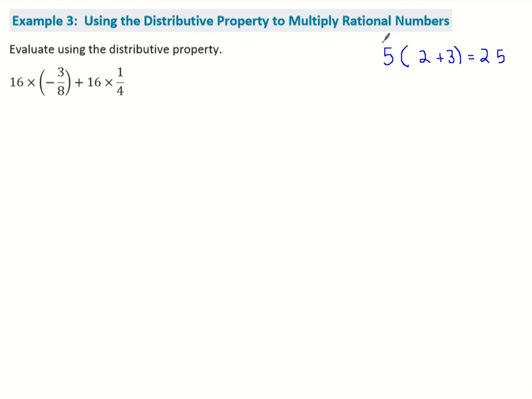Using my distributive property, what that would tell me to do would be take this 5, multiply it by my first number, and then multiply it by my second number. So I'd have 5 times 2 plus 5 times 3. 5 times 2 gives me 10. 5 times 3 gives me 15. And you look at that, I get the same answer of 25.